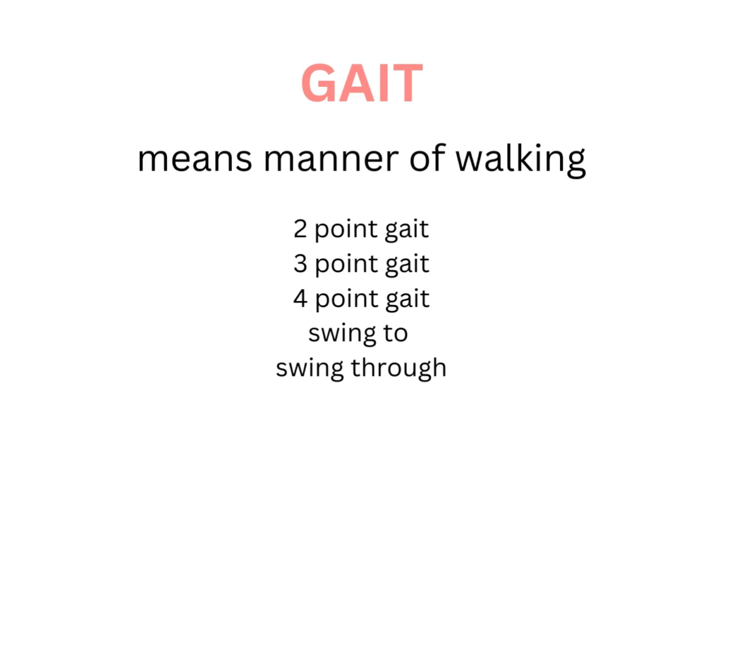So pagdating po sa crutches, meron po tayong tinatawag na gait. So it means manner of walking. So ano-ano ba yung manner of walking using crutches? So 2-point gait, 3-point gait, 4-point gait, swing to, and swing through.